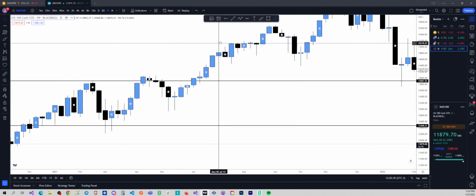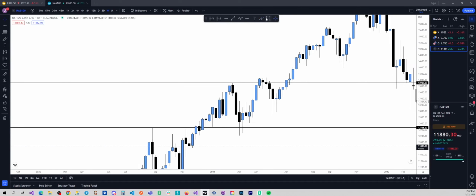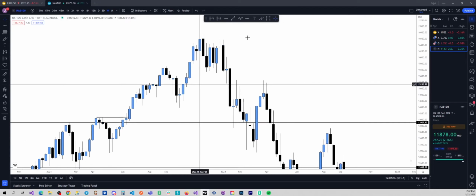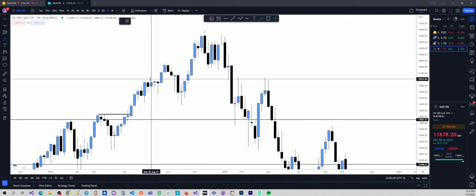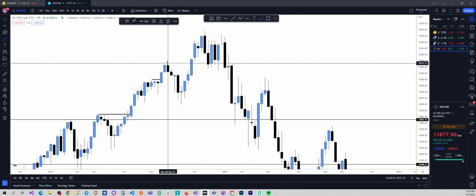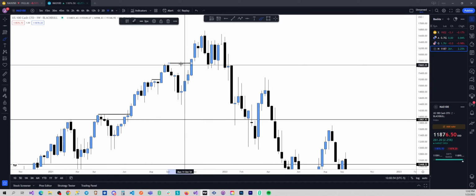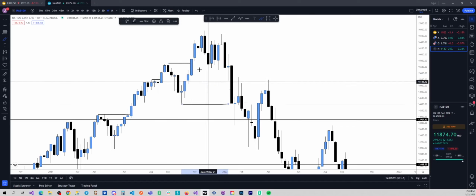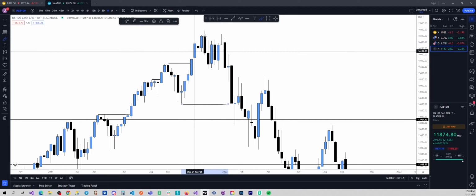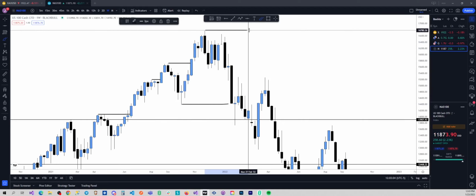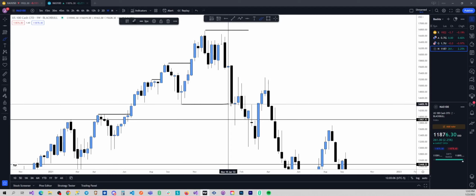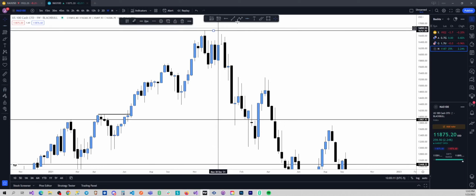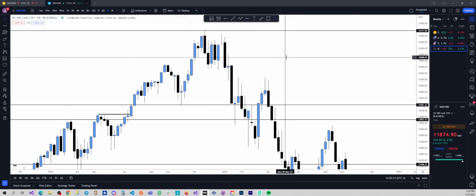So if we continue to follow, you can follow structure. You get a break above right here. Continue to follow structure. You get a break above right here. And then something interesting happens. This is the high right here, and this is the low right here. You got the high right here as well, and then this is our current range over here. Let me put lines there, make it better. So we got a high over here, and we got a low over here.